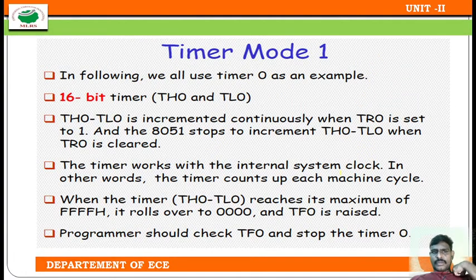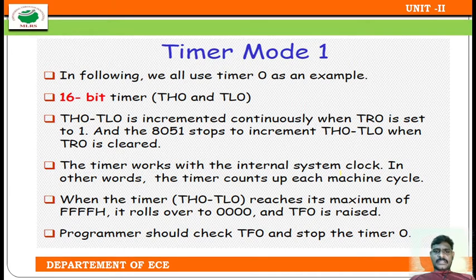Timer mode 1: in the following we will use timer 0 as an example and see how to write a program for that. Mode 1 is a 16-bit timer. TH0 and TL0 are incremented continuously whenever TR0 is set to 1, and the 8051 stops incrementing TH0 and TL0 when TR0 is 0. This timer works with the internal system clock. In other words, the timer counts up each machine cycle.